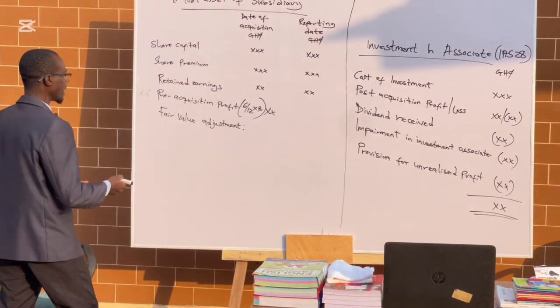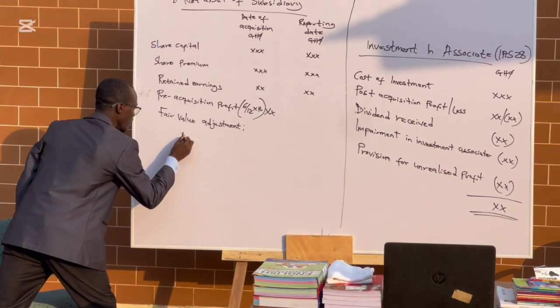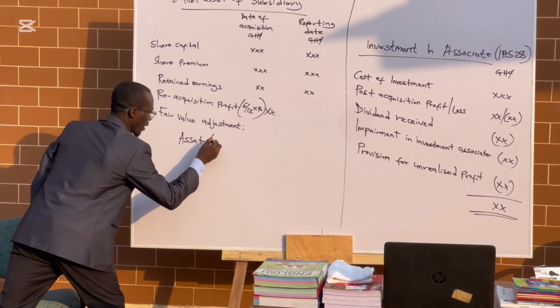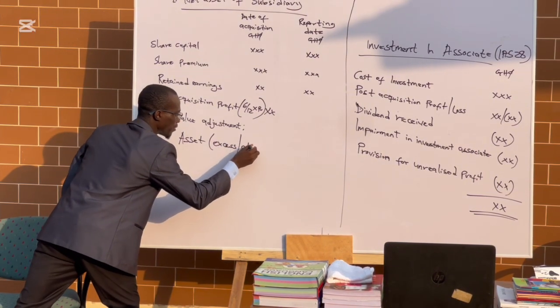So sometimes the asset can be in excess. Let's say the fair value can be, let's say some assets can be excess. Or they can tell you that it is above.